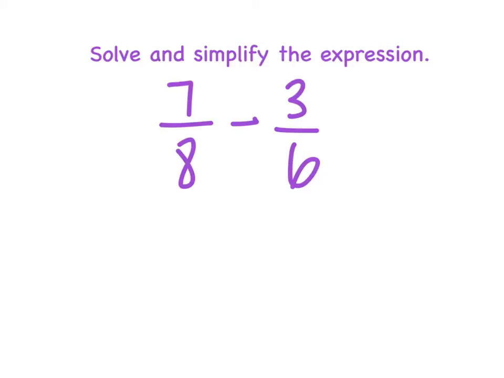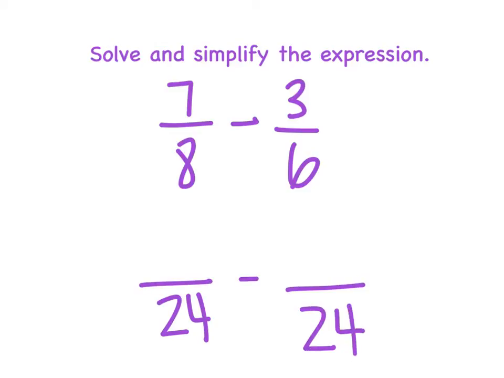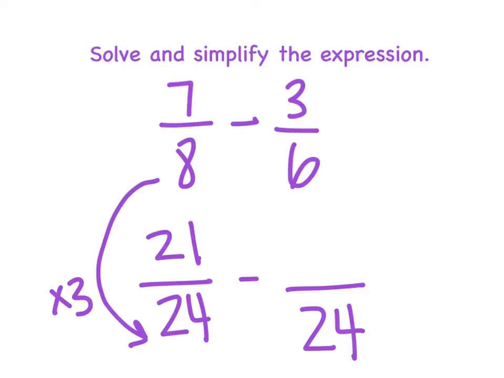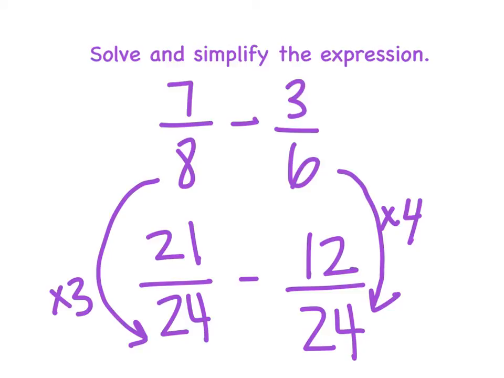Could you have used a different one? Yes, but let's use 24 for right now. The next step is to rename each fraction with that common denominator. So, to get from 8 to 24, I multiply by 3, so that means I need to multiply the numerator 7 by 3 to get 21. Over here at this fraction, I multiply 6 by 4 to get 24, so I need to do 3 times 4, which is 12. So my new fractions, rewritten with that denominator of 24, are 21 and 12.